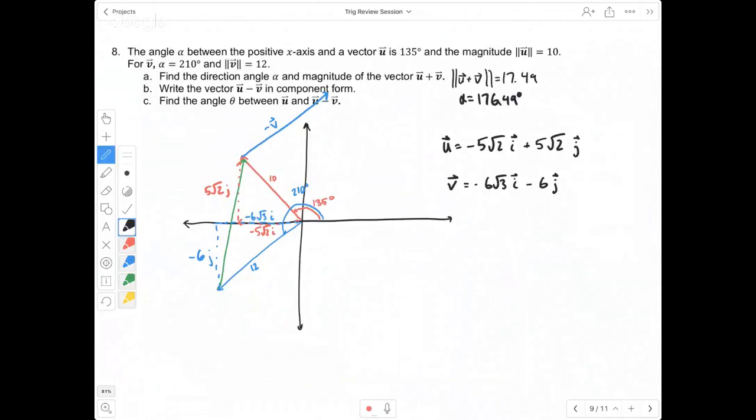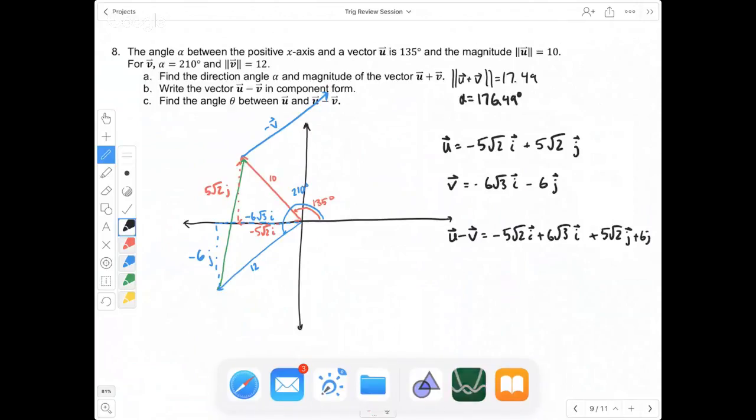Okay, and then I want to subtract them. I want to do u minus v. So u minus v equals negative 5 root 2 i minus a negative, so plus 6 root 3 i, plus 5 root 2 j minus a negative, so plus 6j, which is looking like the time to approximate.